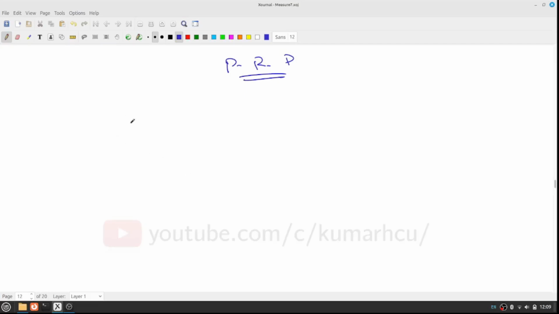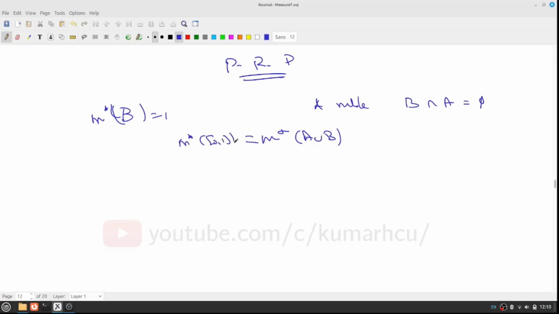Notice that for this result about B, I could earlier only have proved m star of B is 1, because we know A is measurable and A intersection B is empty. Therefore m star of A union B, which is m star of [0, 1], the length of [0, 1], is 1. By the very first lemma, this is m star of A plus m star of B, and m star of A is 0, therefore m star of B is 1. But what we did not conclude was that it is measurable. Now we are able to conclude.